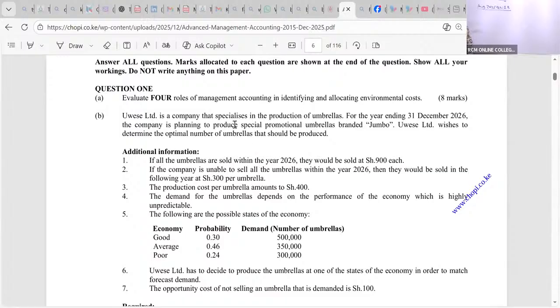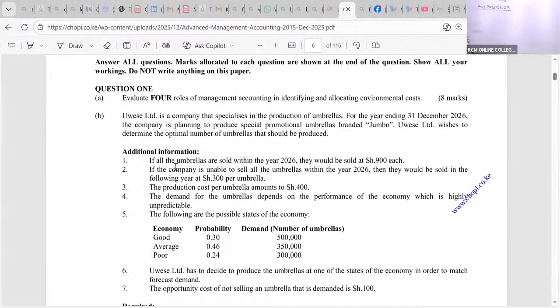So we are told here, SA Limited is a company that specializes in the production of umbrellas. Have you gotten it? You're looking for it? Okay. Meaning you haven't done your homework, but we shall overcome. No worries. For the year ending 31st December 2026, the company is planning to produce special promotional umbrellas branded Jumbo. SA Limited wishes to determine the optimal number of umbrellas that should be produced.